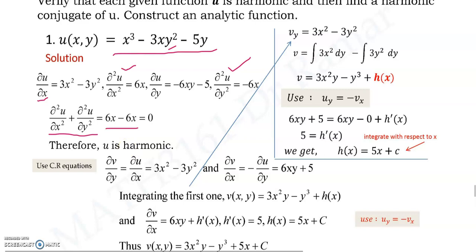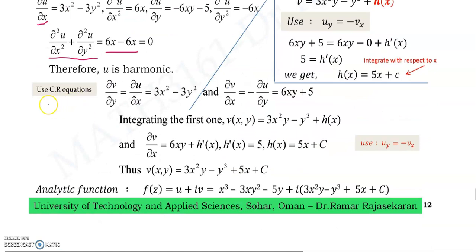We are going to find the harmonic conjugate of u. What is the harmonic conjugate of u? That is v. How to find it? Now we are going to use the CR equations. We have two CR equations. The first one is u_x is equal to v_y. u_x means ∂u/∂x is equal to ∂v/∂y. Now you take this one, the first CR equation. Now we know that it is 3x squared minus 3y squared.